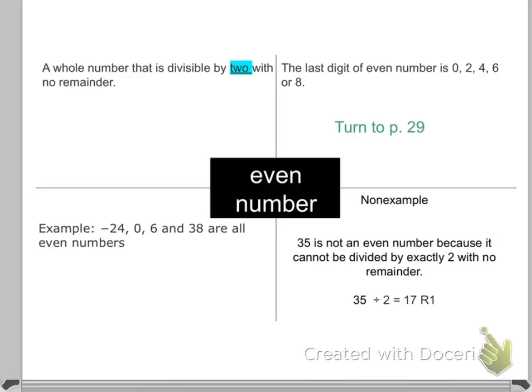An even number, a whole number that is divisible by 2. We have moved on to page 29 in your notes. Even number is divisible by 2 with no remainder.